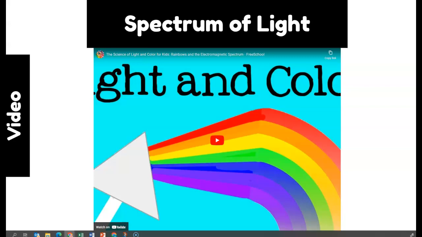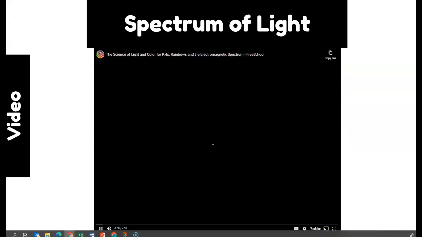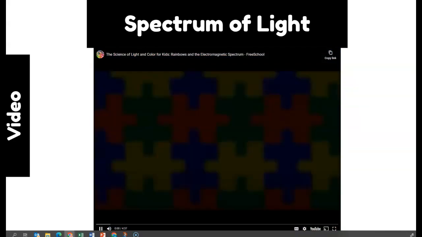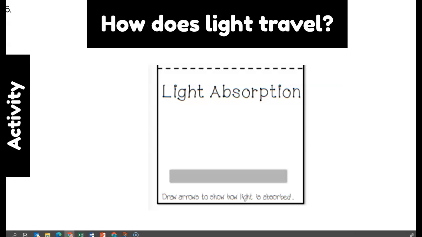So after you watch the video, you are then going to do the next activity of light absorption, all right? So you're going to draw arrows to show how light is absorbed, all right? And it's going to show you in that picture, plus it's also explained in that article that we read several slides ago.